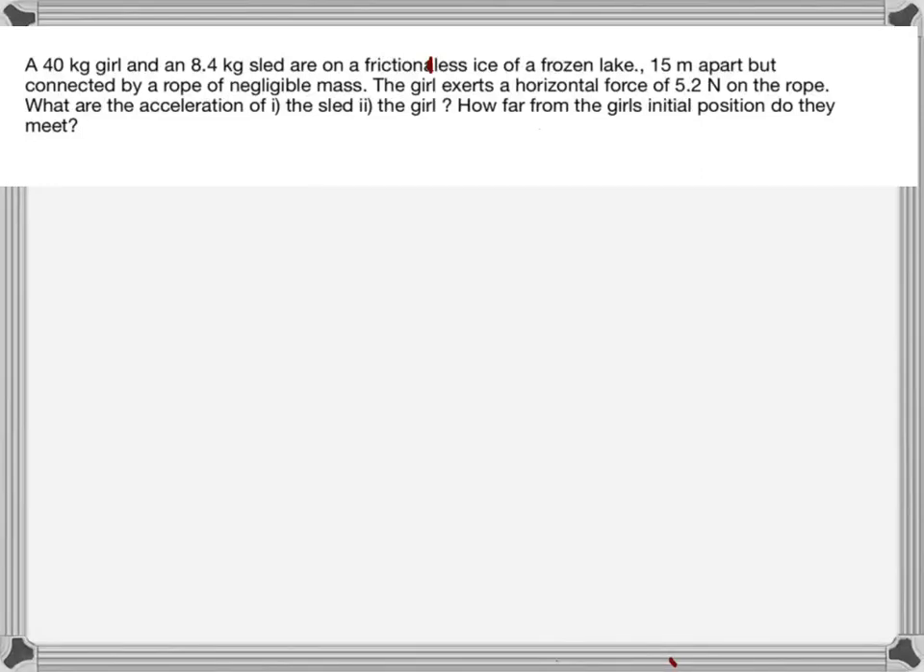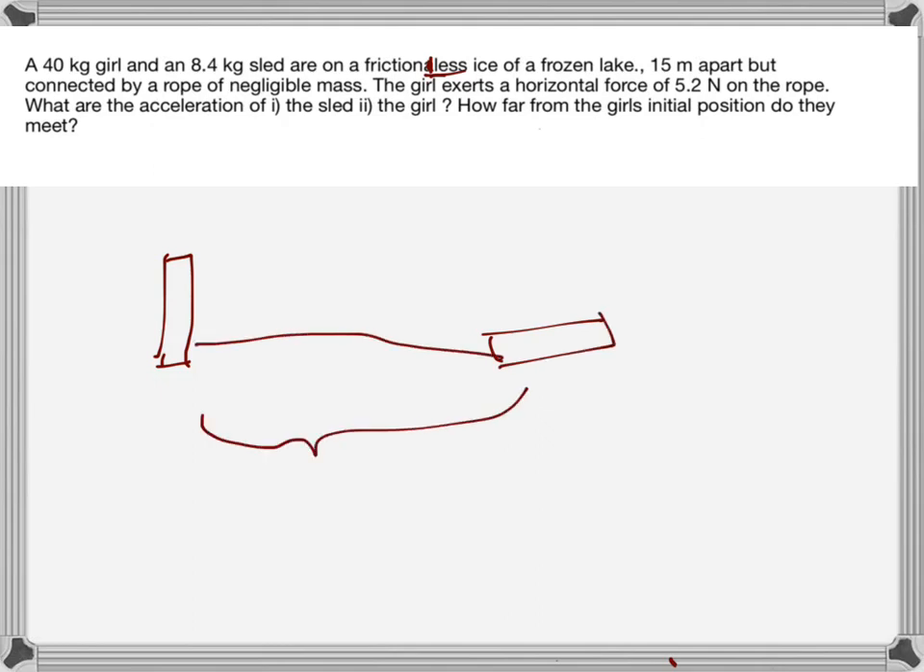So it says a 40 kg girl and an 8.4 kg sled are on a frictionless ice of a frozen lake, 15 meters apart but connected by a rope of negligible mass. Frictionless is misspelled here, but please just ignore that. And so the position is, here is the girl, let's say, and here is the sled. They are 15 meters apart, connected by a rope, 15 meters here, and the rope's mass is negligible.